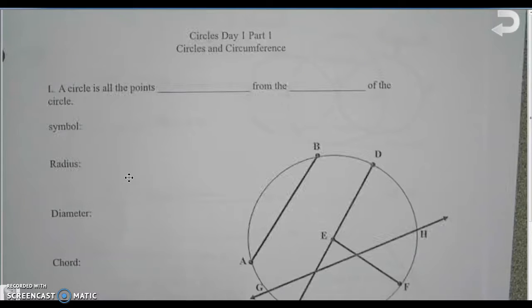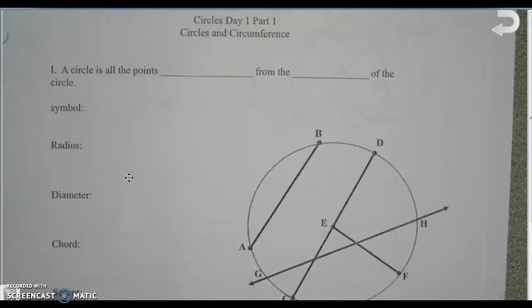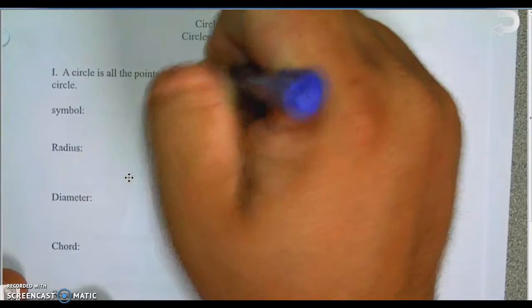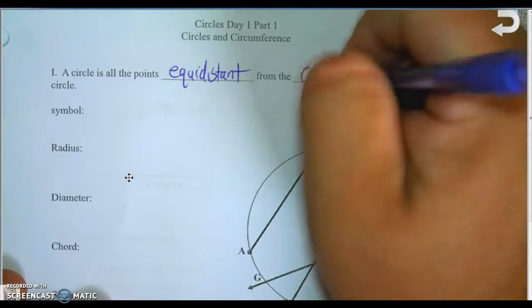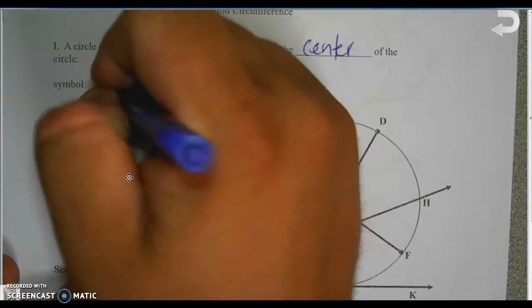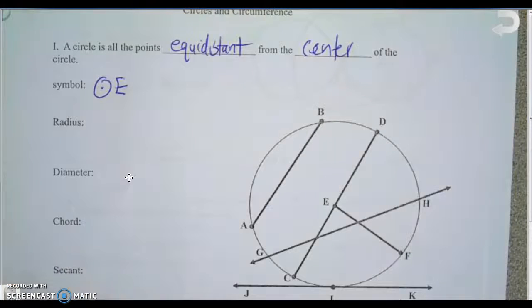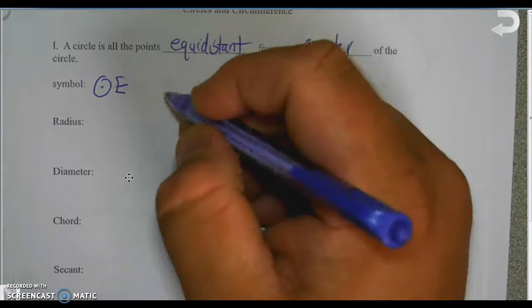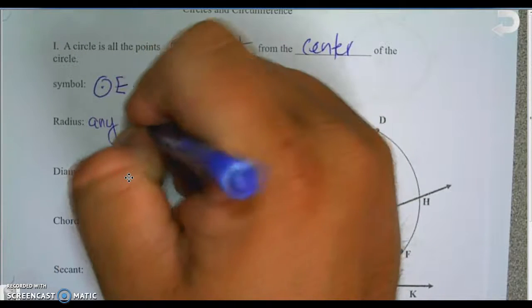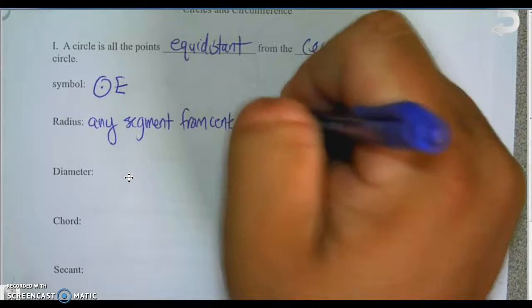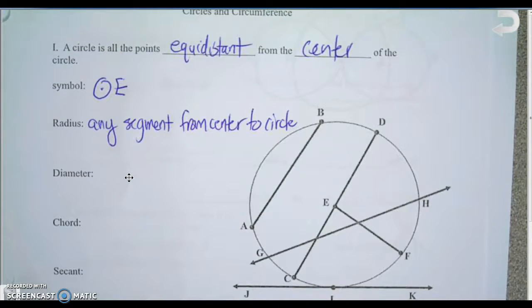So I have this paper out. A circle is all the points that are equidistant from the center of a circle. So if I look at this circle here, I call this circle E. A radius, which you should know, is any segment with an endpoint on the circle and the center. So it's a line segment that goes from the center to the circle.